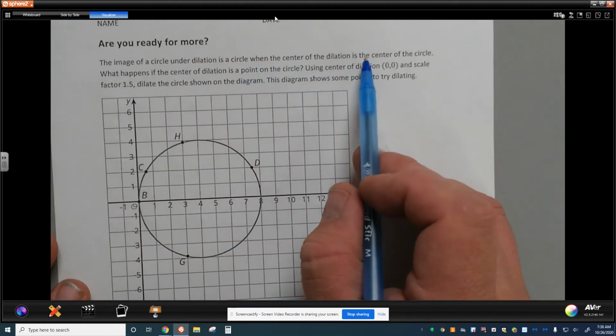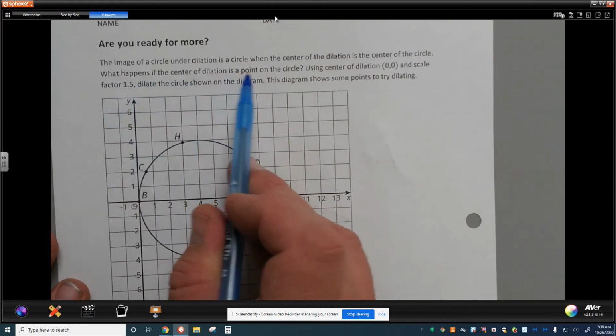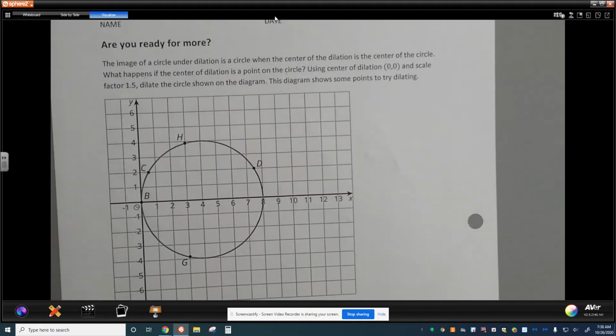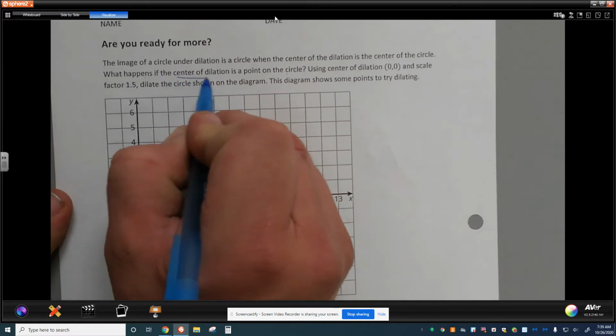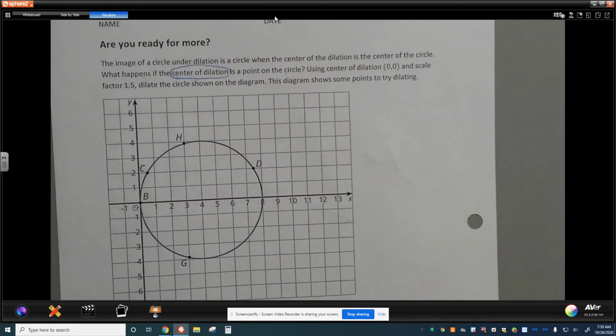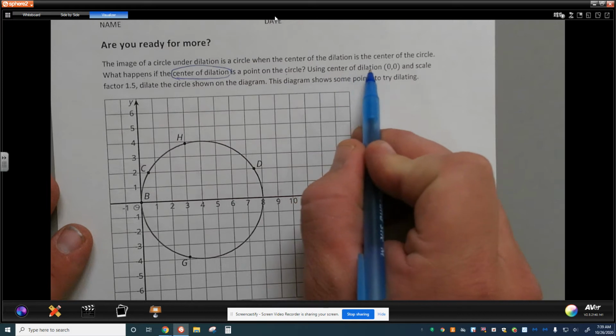So when the center of dilation is the center of the circle, what happens if the center of dilation is a point on the circle? Wow. If it's a point on the circle, what we need to remember is that the center of dilation is always that single point where everything is growing away from or shrinking back to. It's kind of like a yo-yo when you're dropping it down and up. It's all connected to your finger, so the length of the string is always going to get longer and shorter, but it's always going to come back to that one single point.